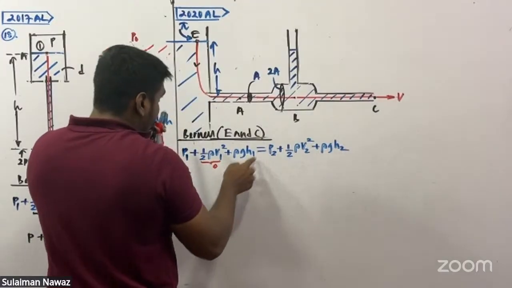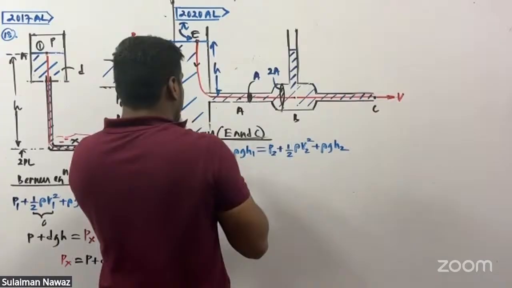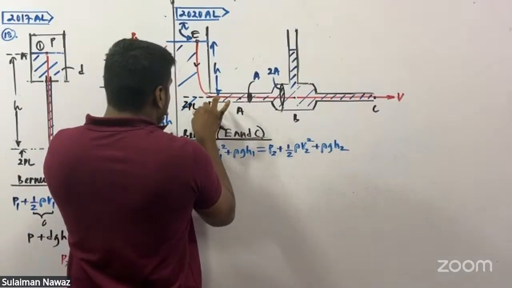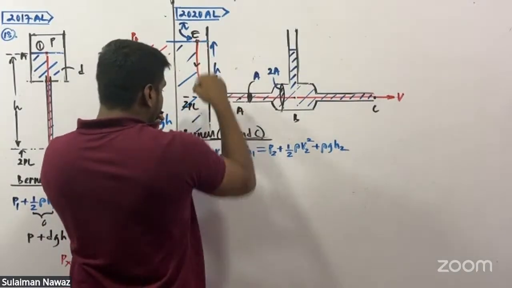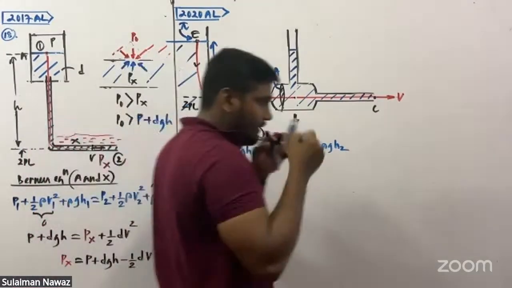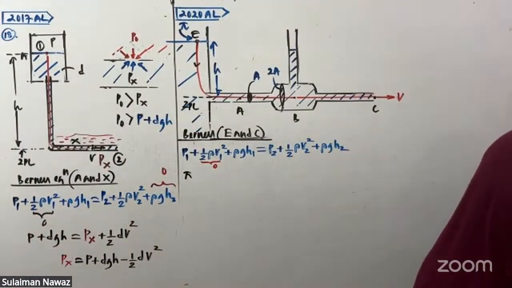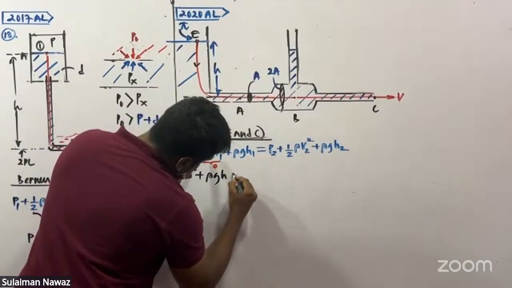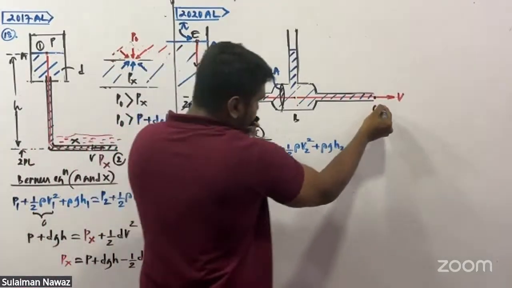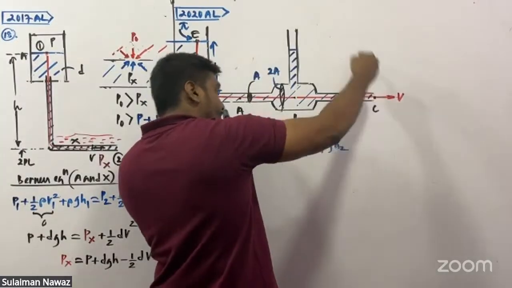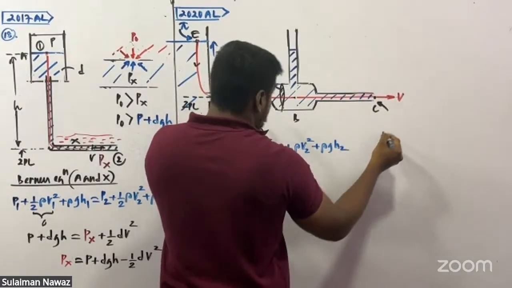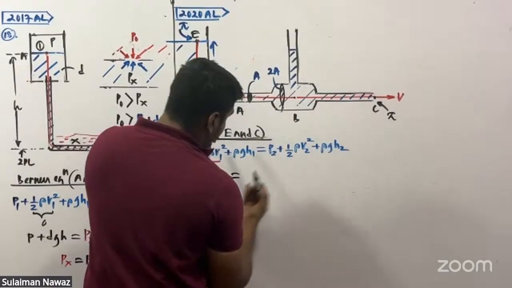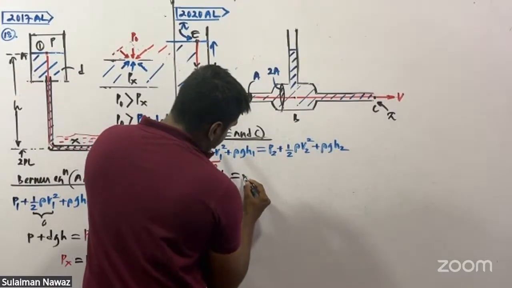Then rho G H1. If this level is the zero potential level, the vertical height to point E from the ZPL is simply H. Then the density I marked as rho, so rho G H must be equal to the pressure at point C. When the water is leaving at this free end, point C is also open to atmosphere, so the pressure at point C is going to be Pi. Correct me if I'm wrong, it's Pi.